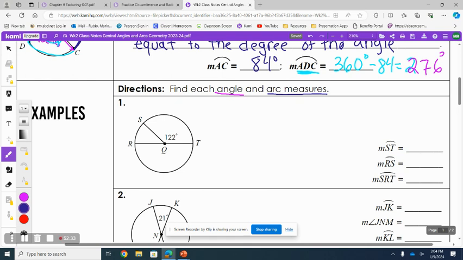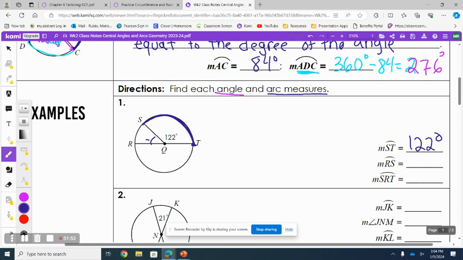Here's the angles it's asking us to do. So angle, the measure of, do you see how it's got this little arch on the top? That means it's the arc measure. Okay, so what we're looking for is this little part right here. We're looking for what? ST. So we're looking from S to T. That make sense? So what would the measure of S to T be? 122. That's it. It's the same as the degree of the angle. Okay, good job, Hayden.